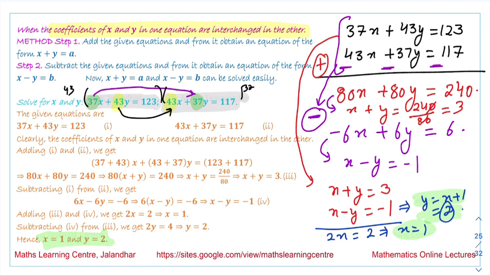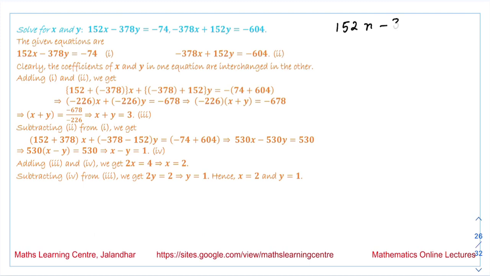So this is another method to solve these kinds of problems. This is only applicable if the coefficients of x and y in one equation are interchanged in the other. We add these two equations, we subtract these two equations, and we obtain two new equations: one is x plus y is equal to 3 and the second is x minus y is equal to minus 1. We solve these equations to obtain the answer that x is equal to 1 and y is equal to 2. Similarly, in this question we have 152x minus 378y is minus 74.